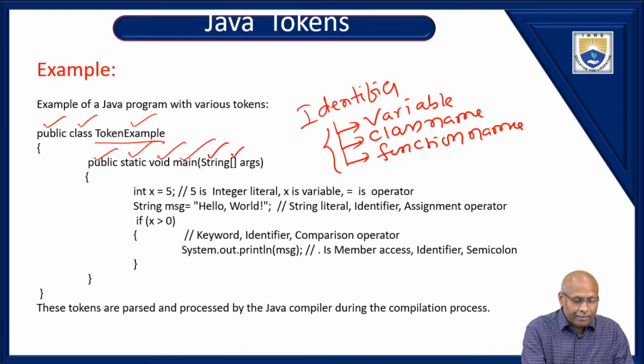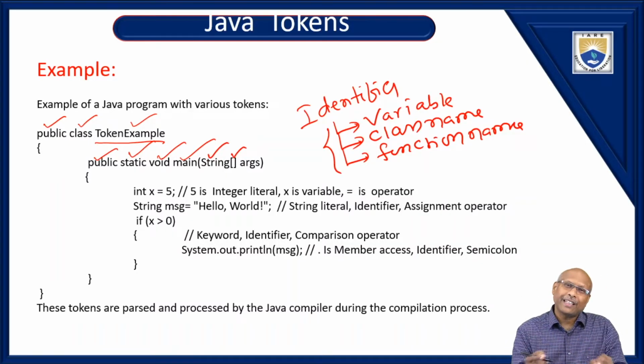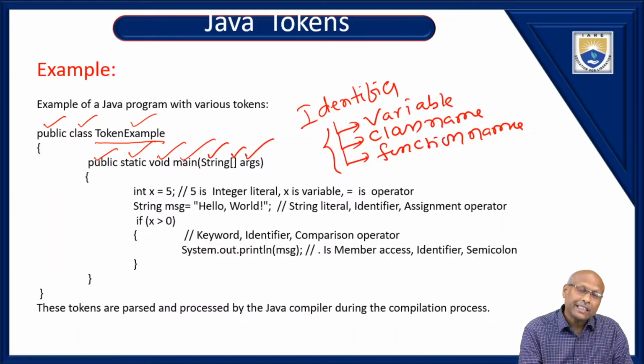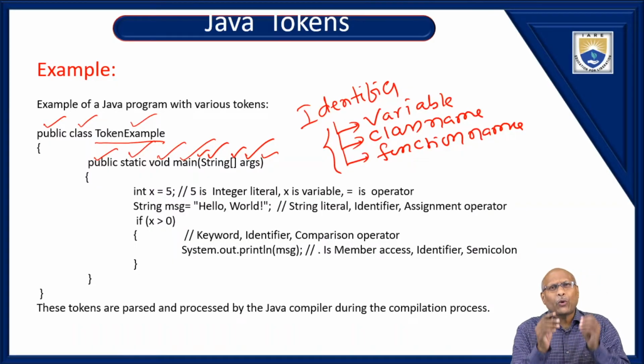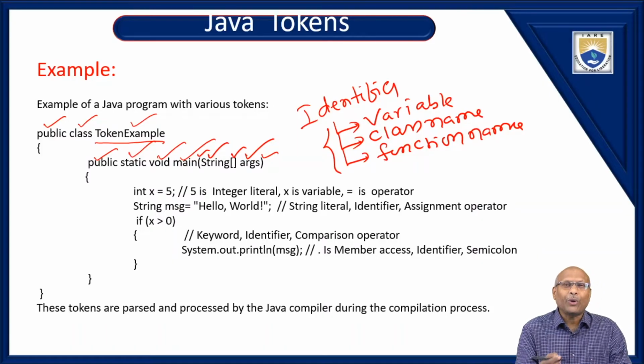The open square bracket, those are separators. That is also one type of token. Args. Args is what? The name of the array. So the name of the array is also one type of variable. So this is also one type of token. Open parenthesis and close parenthesis. These are all separators. So this is also one type of token. So that means your program uses multiple tokens. This program has a lot of tokens.